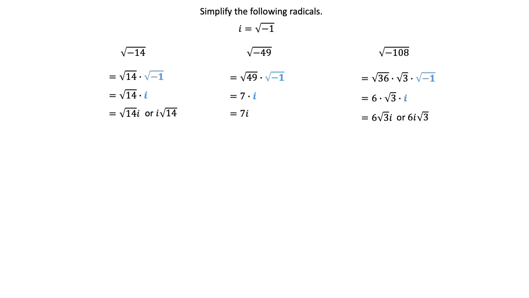Okay, and here are your answers. Your square root of negative 14 can be written as square root of 14 i or i square root of 14. Your square root of negative 49 simplifies to 7i. And the square root of negative 108 simplifies to 6 times the square root of 3 i, which can also be written 6i square root of 3.